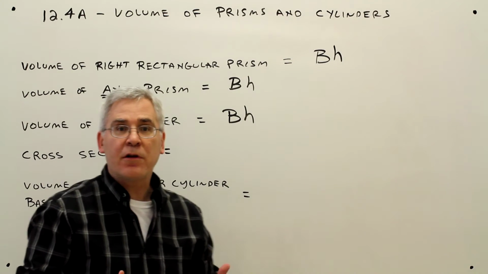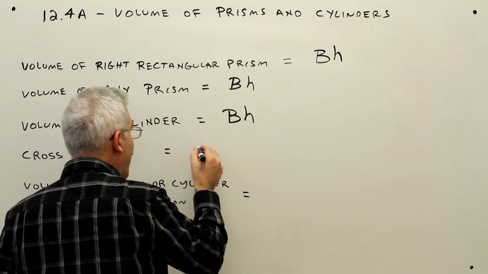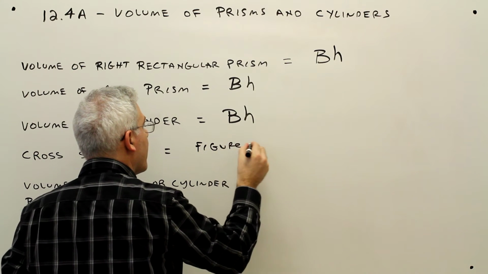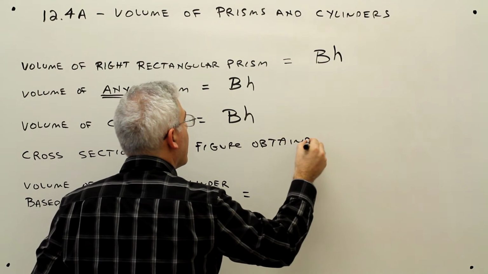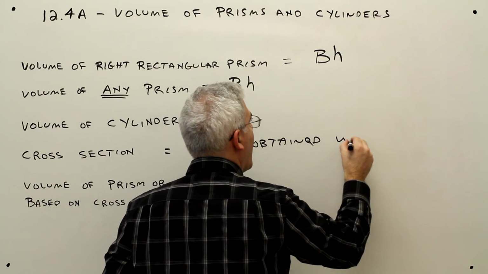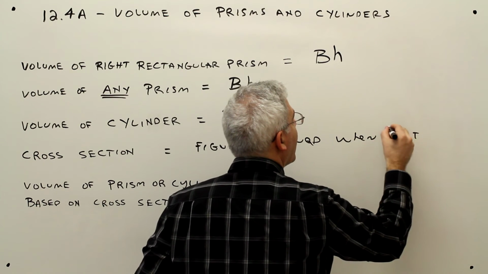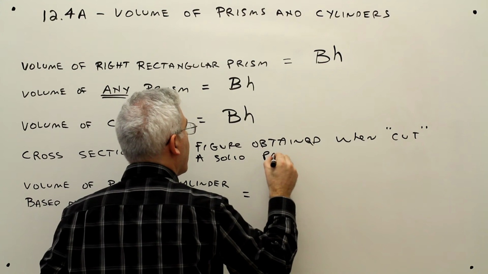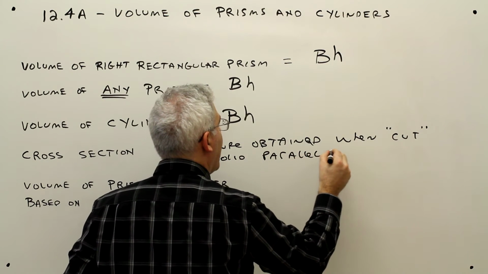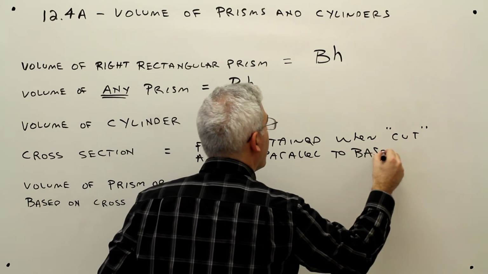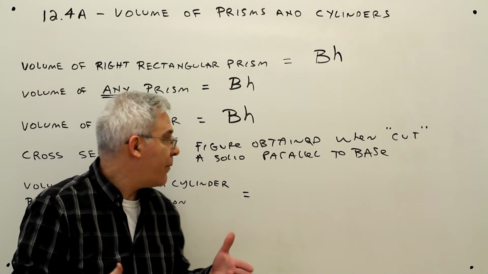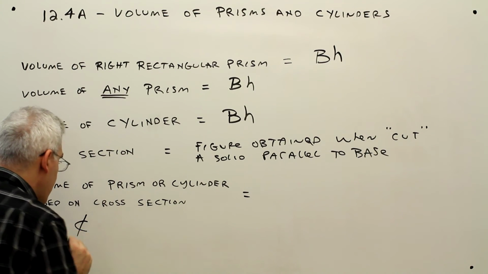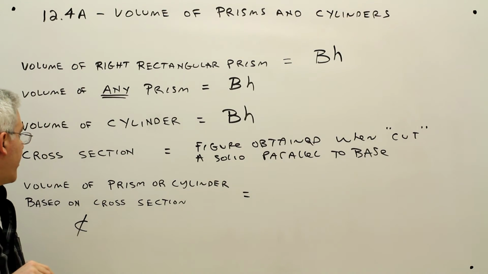So the cross-section in our book is the figure obtained when you cut a solid parallel to the base. Our book is going to use a certain symbol. For cross-sectional area, our book uses a C with a slash through it.